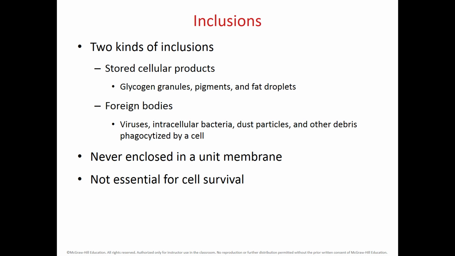Now, the cells not only have organelles, but they also have inclusions, which are used for different purposes. So you have inclusions that store substances that are beneficial for the cells, like glycogen molecules that are rich in glucose, pigments, or fat droplets. Some inclusions can also have foreign bodies like viruses, bacteria, particles of dust, or debris that were phagocytosed by the cells. And the inclusions are never enclosed in a unit membrane, and they are not essential for cell survival.